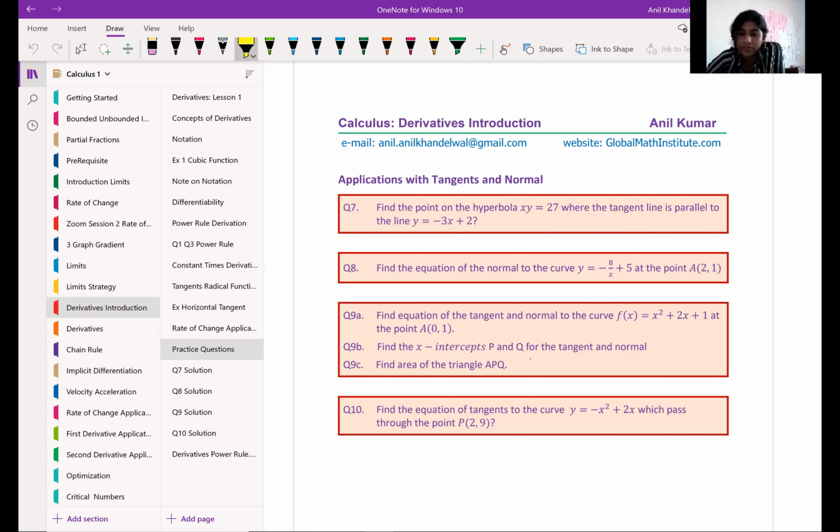Now, based on that, we had a couple of questions, 10 of them. And in these questions, we were trying to find the equation of a tangent at a particular point on the curve, the equation of a normal at a particular point on the curve, and where these tangents and normals intersect, maybe the x-axis or the curve itself. And sometimes we may form a triangle, and you may be asked to find the area of the triangle, and this chapter is all about this.